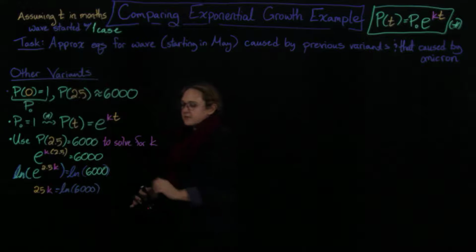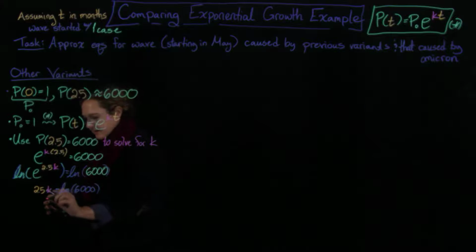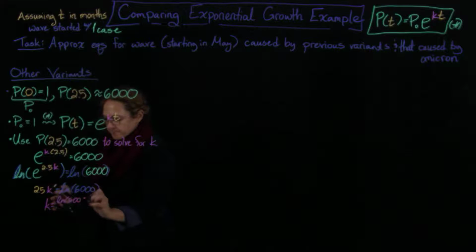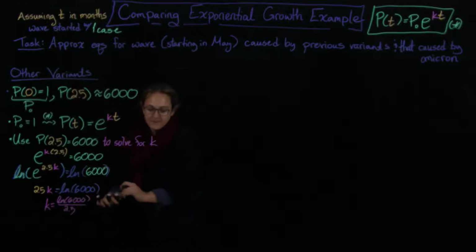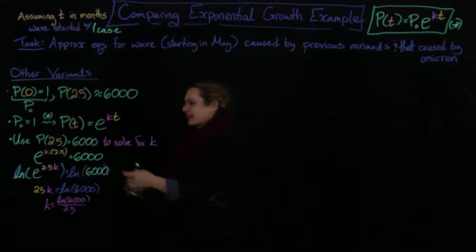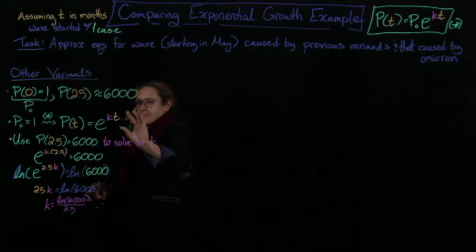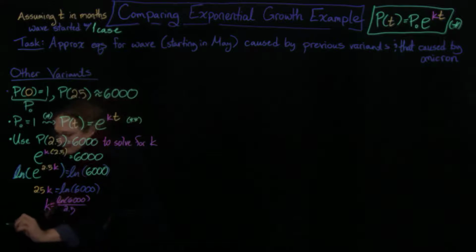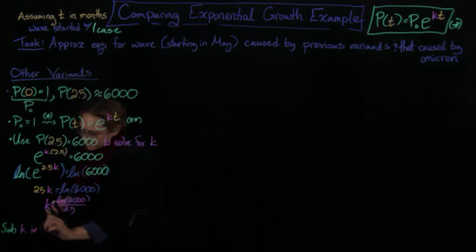Okay, and I'm still just trying to solve for k, so I'm going to divide both sides by 2.5, and I'm going to get that k is going to equal the natural log of 6,000 divided by 2.5. Okay, now I need to actually put this back in. So sub k into here. This is the double star equation here. So now I want to sub k into double star.